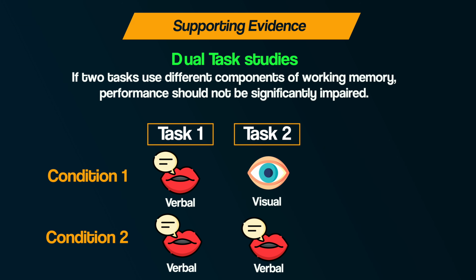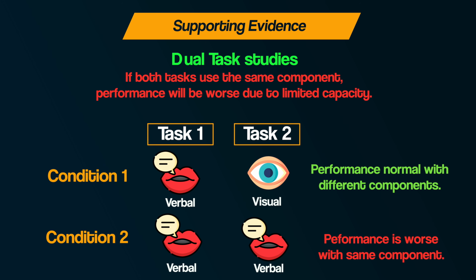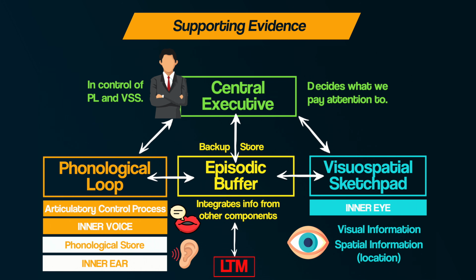Additionally, dual task studies also provide support for the working memory model by demonstrating that people can perform 2 tasks at the same time if they involve different components of working memory. For example, one task using the phonological loop and another using the visual spatial sketchpad. But they perform them worse if 2 tasks use the same component. This suggests that the phonological loop and the visual spatial sketchpad are separate systems, as they can operate independently without interfering with each other.